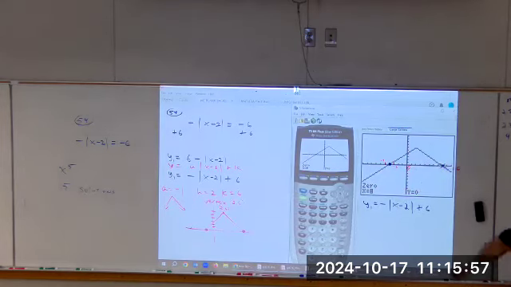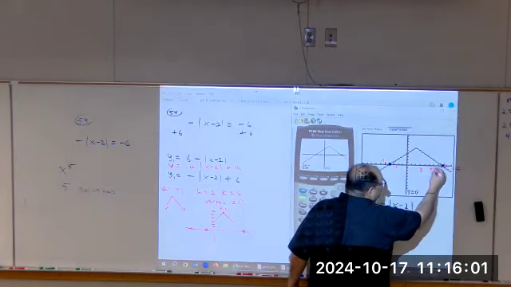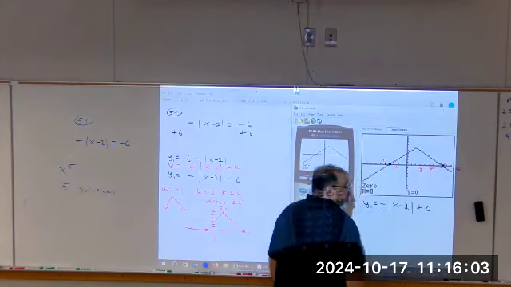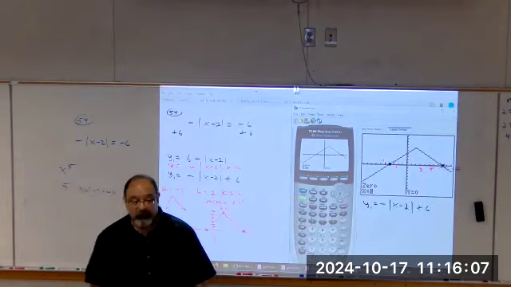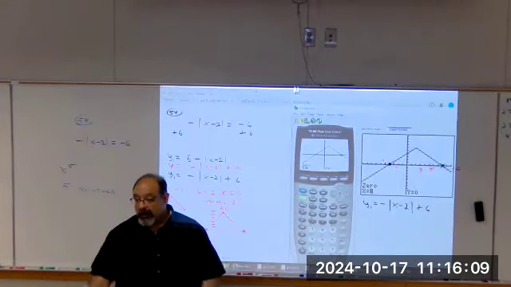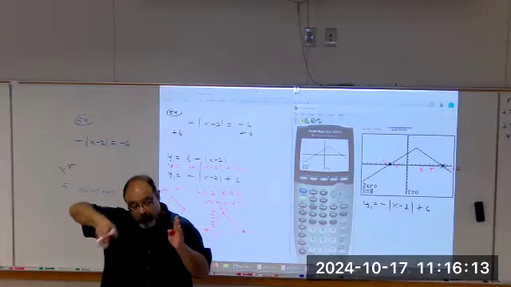But if I told it to look in between 3 and 5, there is no answer between 3 and 5. There is no x-intercept in between, so it's not going to tell you. You have to tell it where to look. You have to find, in the picture, where the zero is.